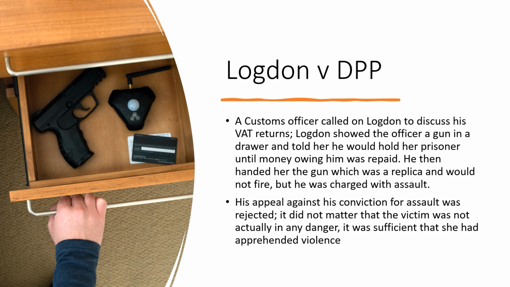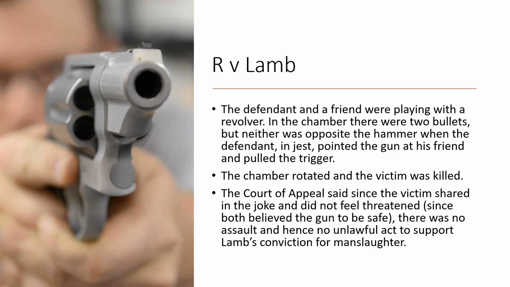That's enough. In Lamb, there was no assault, and this case comes up in a couple of different areas of criminal law. But the defendant here were playing with a revolver. Now in the chamber there were 2 bullets, but neither was opposite the hammer when the defendant in jest pointed the gun at his friend and pulled the trigger. The chamber rotated and the victim was killed.